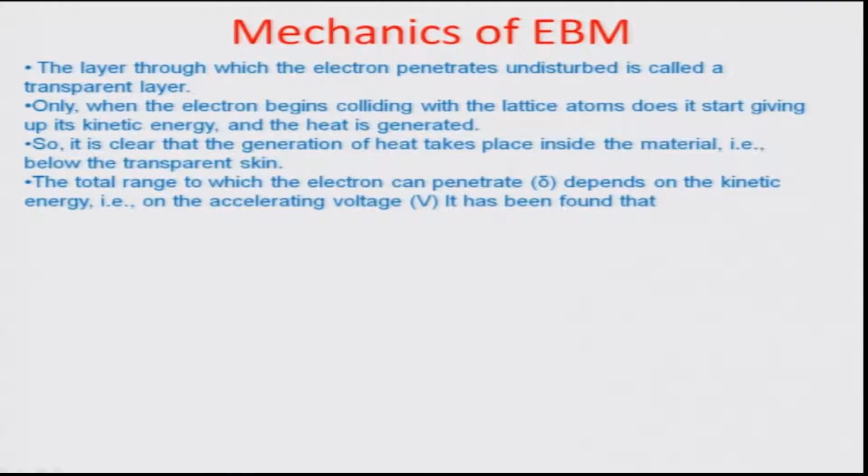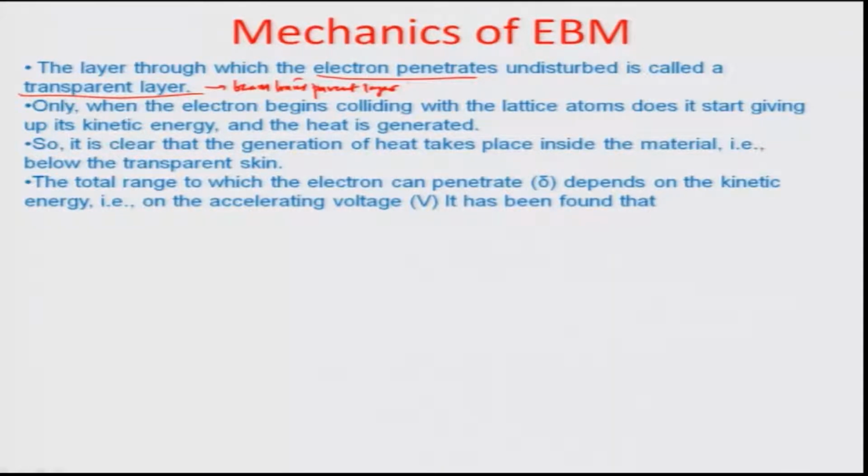The layer through which the electron penetrates is called the beam transparent layer. This you must remember is a terminology. It is a beam transparent layer, as if the layer does not know that there is a beam.